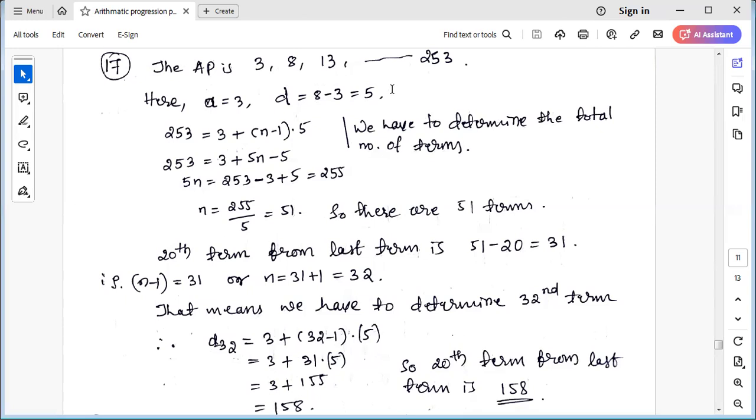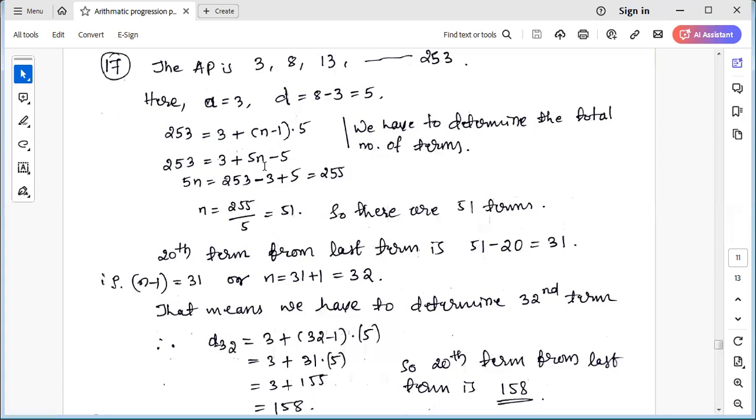Using this last term, first I will determine the total number of terms in this arithmetic progression. For that, we can make use of the nth term equation. So 253 is equal to 3 plus (n minus 1) into 5. Here 253 is the last term, the nth term, 3 is the first term, n minus 1 we have to determine, and the common difference d is 5.